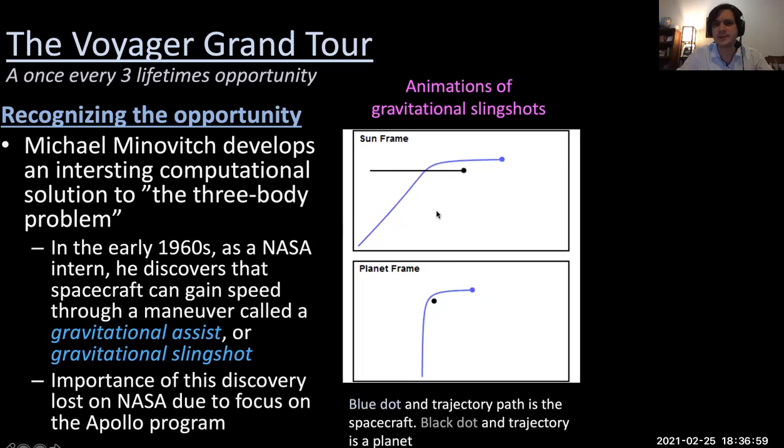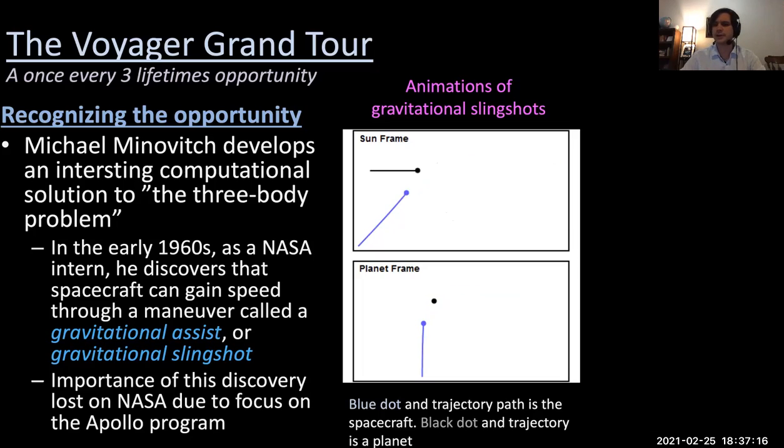And this is just one example. This is in the sun frame, and this is what it'd look like from the planet frame. We'll see lots of examples of this. So essentially, this provides a way to give a satellite a whole bunch of velocity to speed it up so it can get to the outer solar system in a hurry.